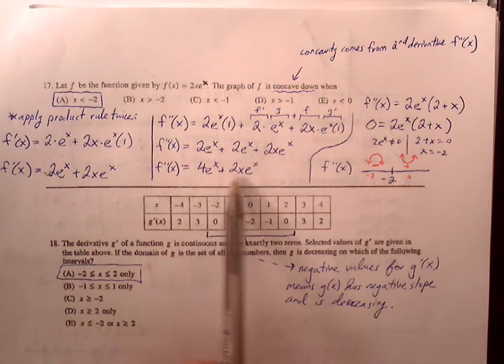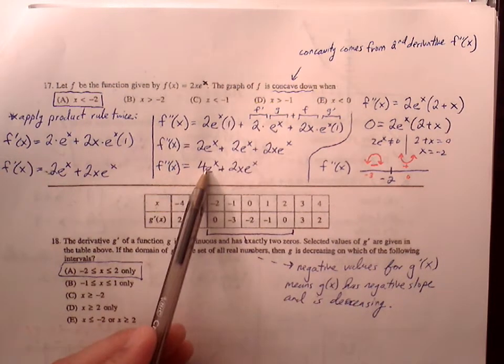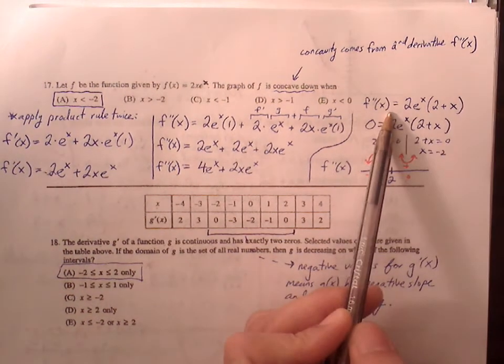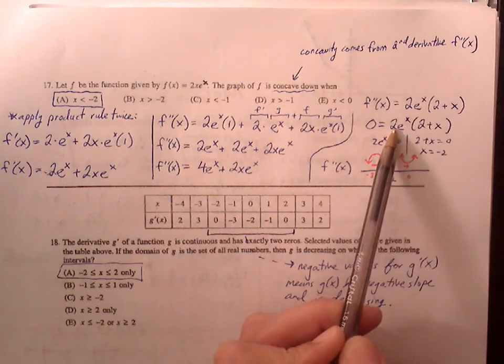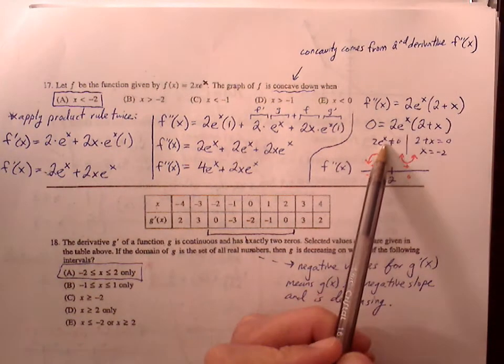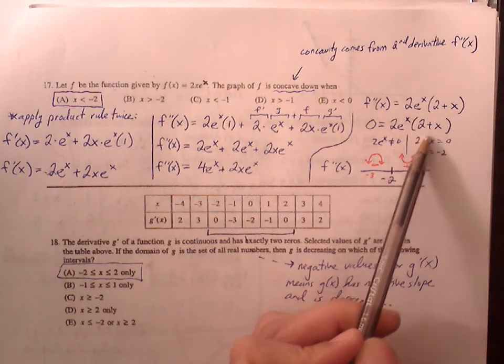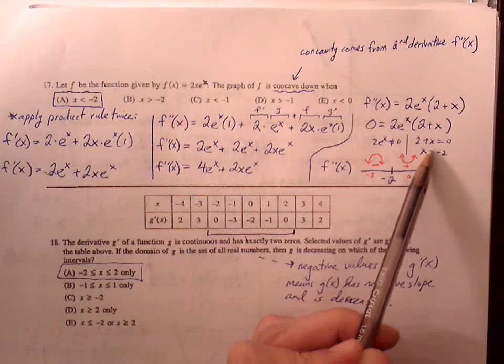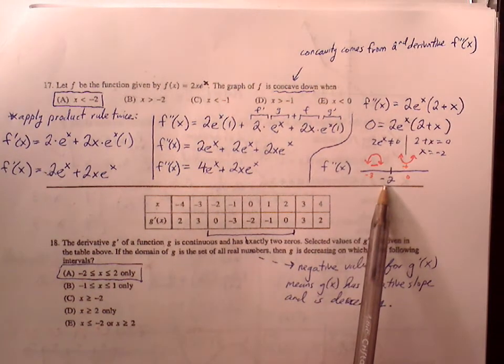So let's find our critical points by setting f double prime equal to 0. Factor out the GCF. Set both portions equal to 0. If I set 2e to the x equal to 0, there's no critical points there, so I can ignore that. If I set 2 plus x equal to 0, I get x equals negative 2, so I do have one critical value that I can put onto my second derivative sign line.